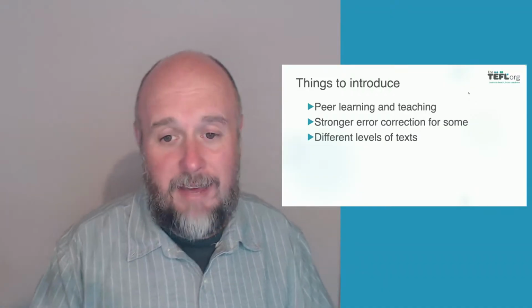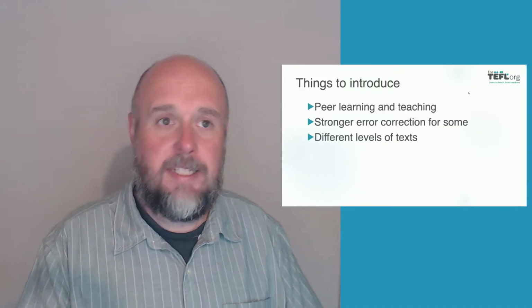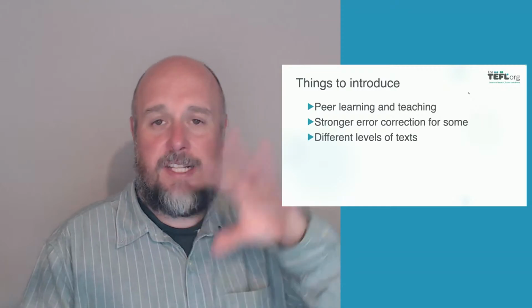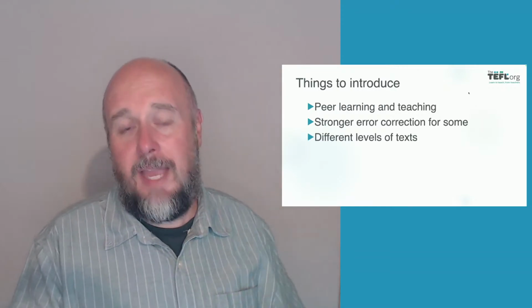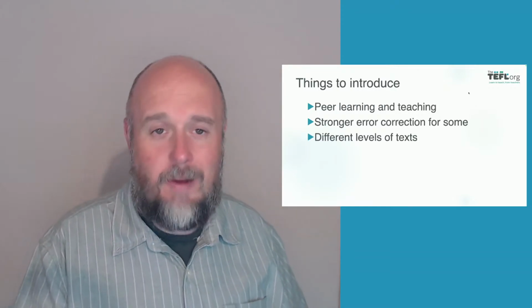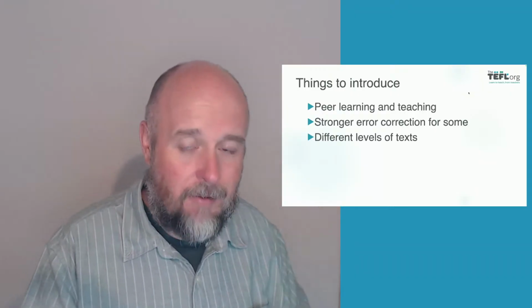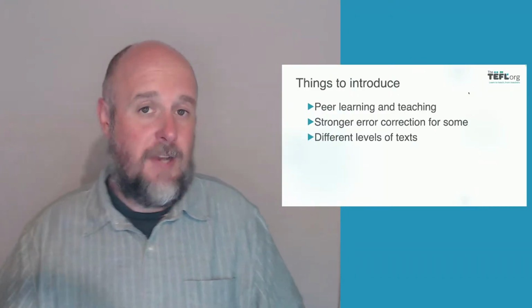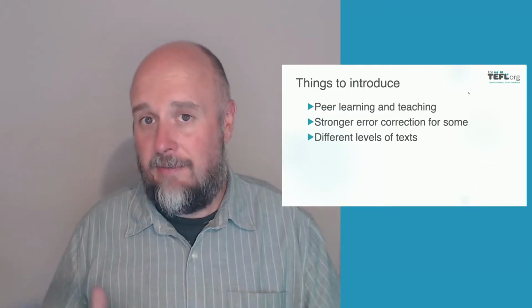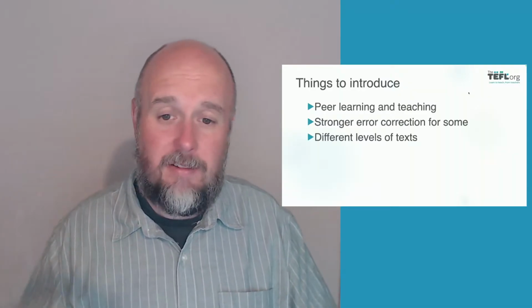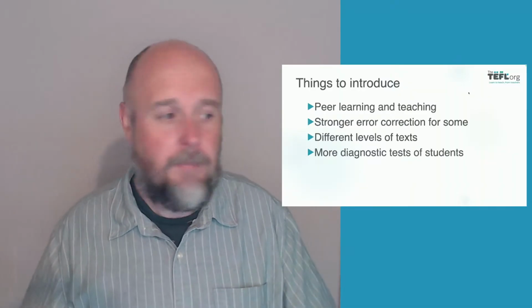You might have different levels of texts. So you might have text on a similar theme. You might even have the same text, whereas with the weaker ones, you take out a couple of the paragraphs, or with the stronger ones, you add in a couple of paragraphs, change the length, that kind of thing. Maybe change a bit of the vocabulary. AI can help you with that.